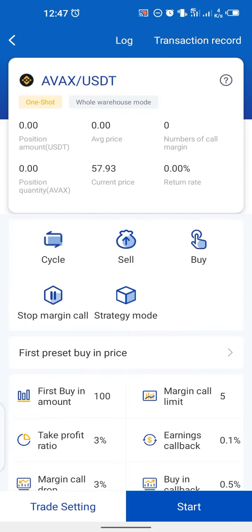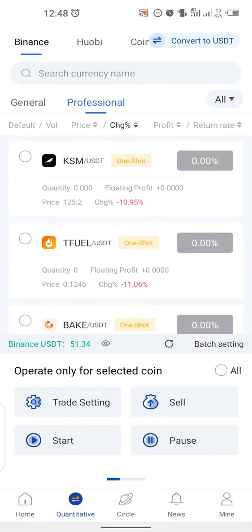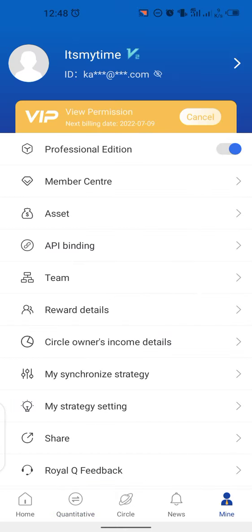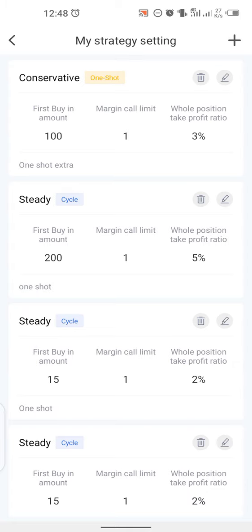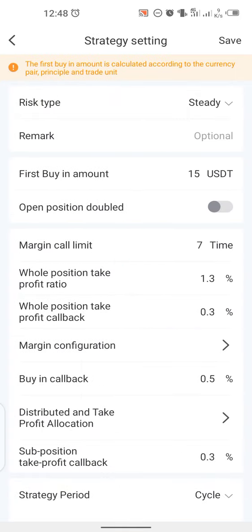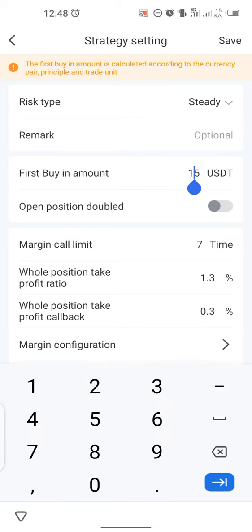So how do you set all these trades? How you set these trades is one of the important things. So you come on batch setting. But before you come on batch setting, come here on mine, on my strategy setting. Tap on plus to create your own strategy, and you can name it any name. Your first buying amount, you want to use one shot.